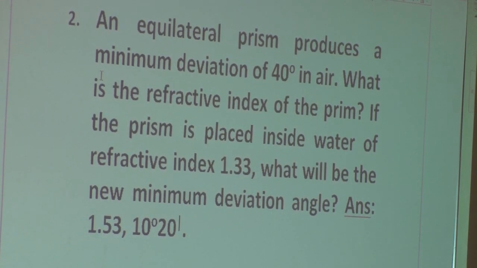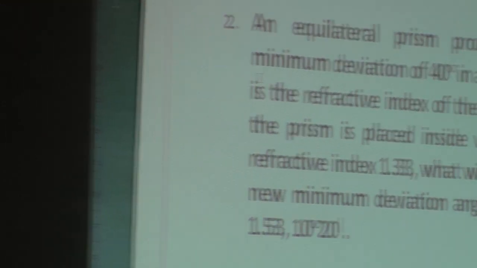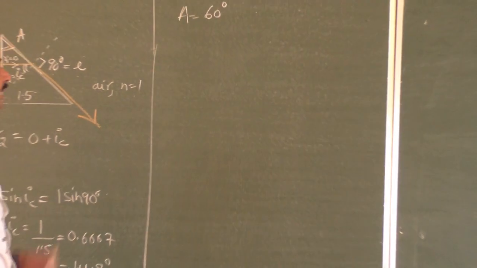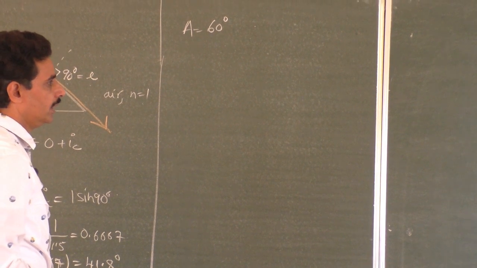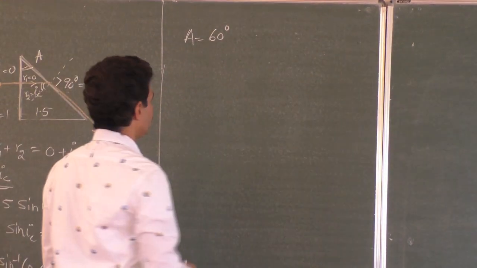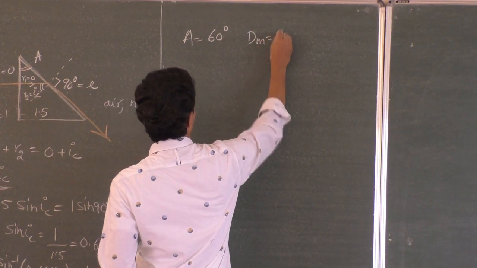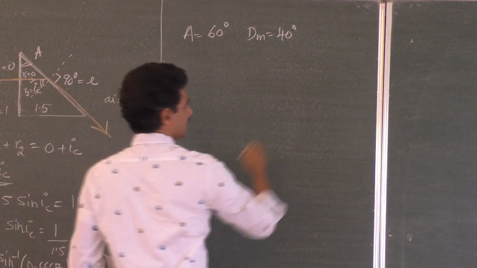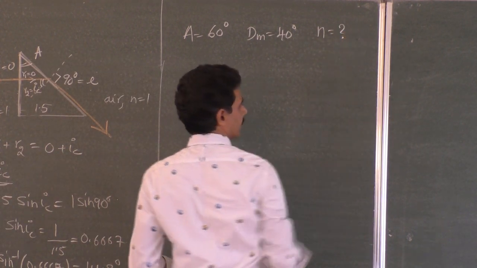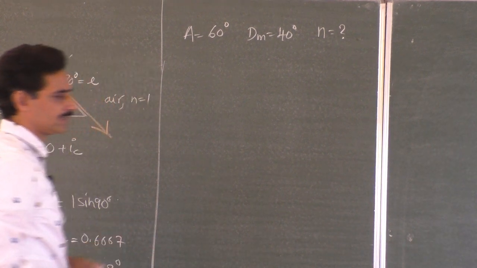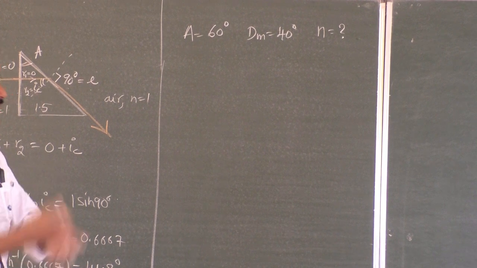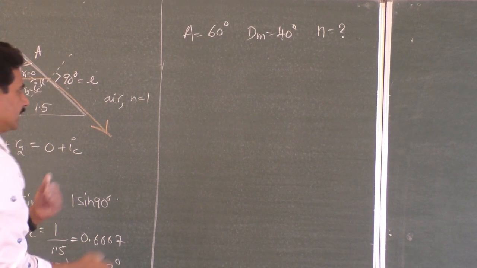It is given an equilateral prism. So whatever angle you take, it should be 60 degrees. If it is equilateral, whichever surface the light passes through is considered, the angle is 60 degrees, because all three angles are equal, and it produces a minimum deviation of 40 degrees in air. That is the next data. What is the refractive index of the material of the prism? Later we will see that if the prism is placed inside water of refractive index 1.33, what will be the new minimum deviation angle? That is the next one.